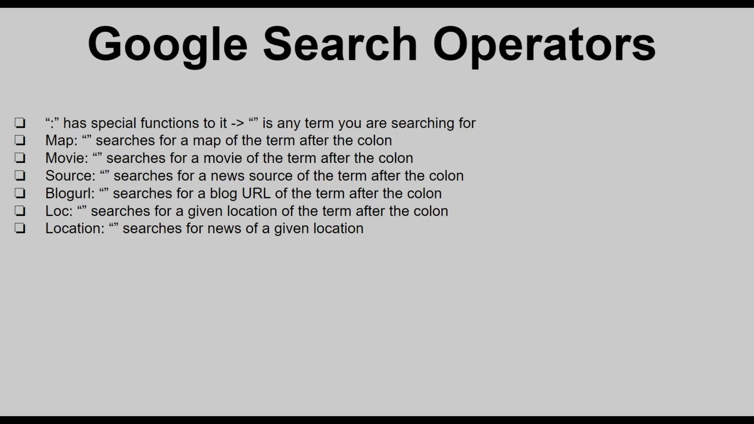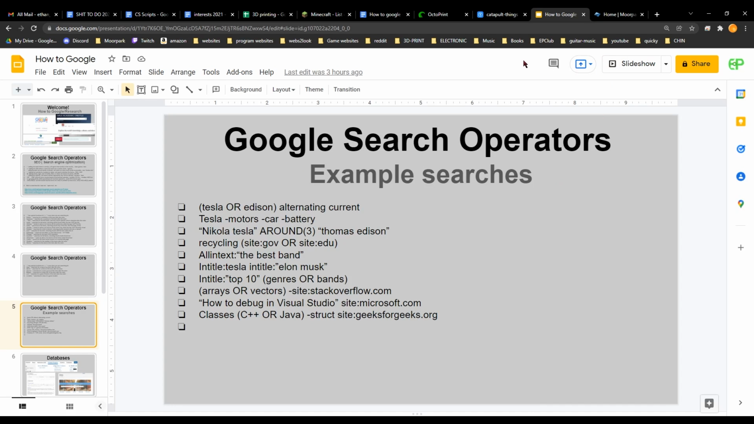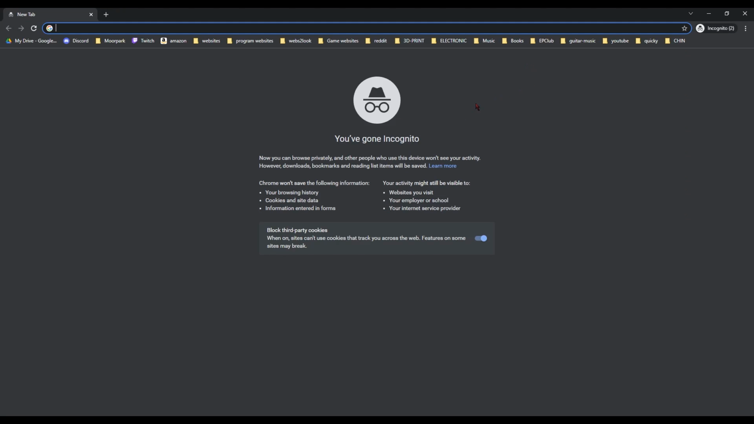And just going into a couple examples. So let's say you're interested in alternating current and you only want to know about Tesla or Edison. You can put those guys, Tesla or Edison, in parentheses, not brackets, and then search for alternating current. And that should pop up stuff about AC only related to Tesla or to Edison. And I guess we can go through those together just to show what they look like.